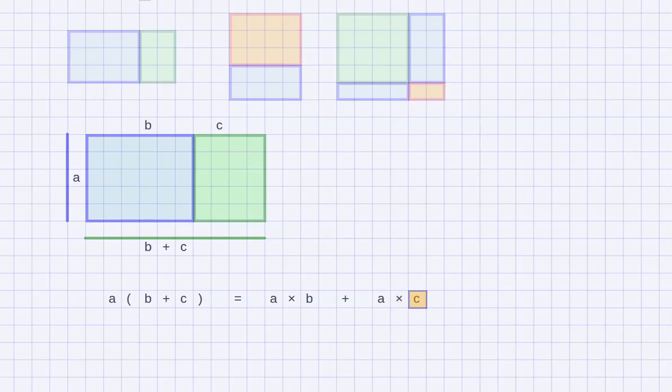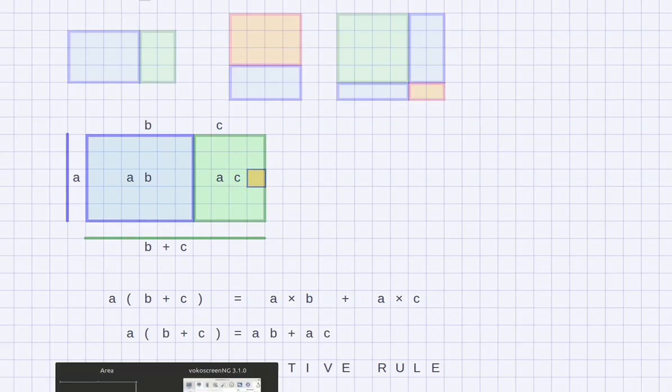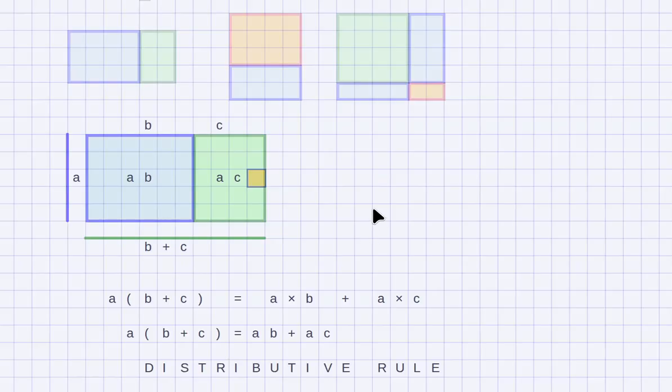So A times B plus C equals A times B plus A times C. A bit of a shorthand for writing that is AB plus AC. And this is called the distributive rule, or sometimes the distributive law. So basically we go back and just label this smaller area here, it's AB, and the small area here is AC. Okay, very good. I guess this is the start of algebra.